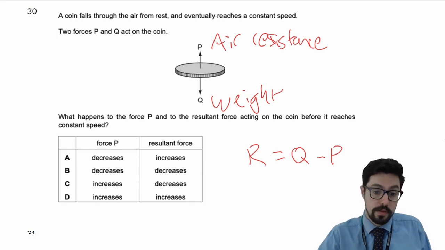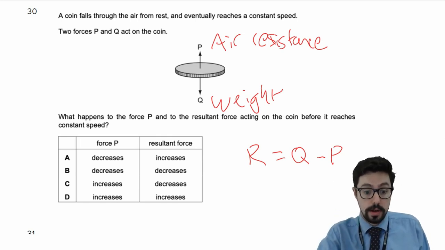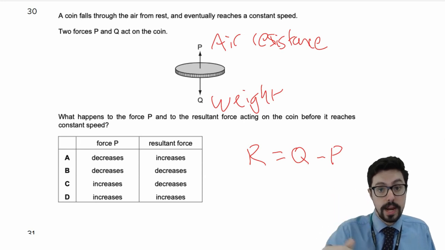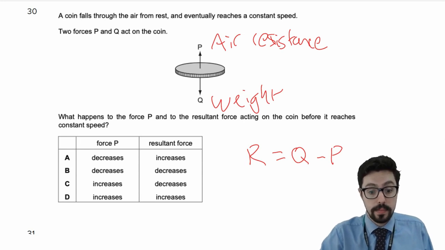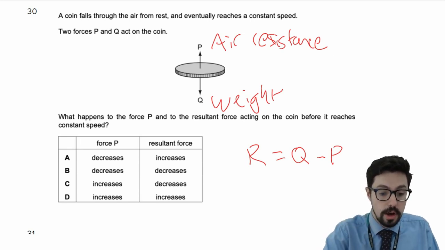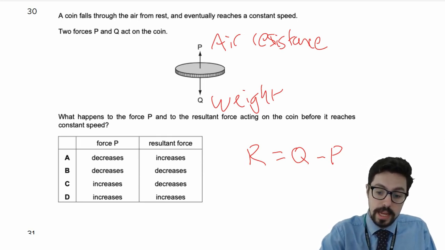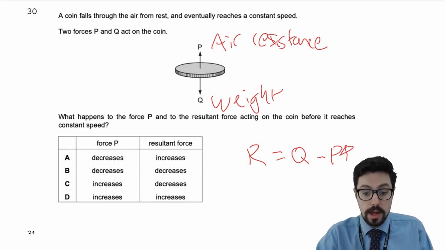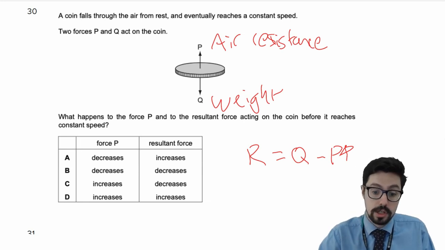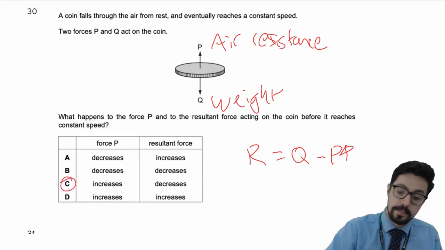So at the start, when you first drop a coin, there's just its weight. As it gets faster, air resistance gets stronger and stronger and stronger. Okay, so as it's falling, it's going to be getting faster. So that means its air resistance must be increasing. So if air resistance is increasing, we know force P is increasing, so it must be C or D. If force P is getting larger, okay, and it's in the opposite direction to Q, that means the resultant force will be getting smaller, or decreasing. So this one, number 30, must be C.